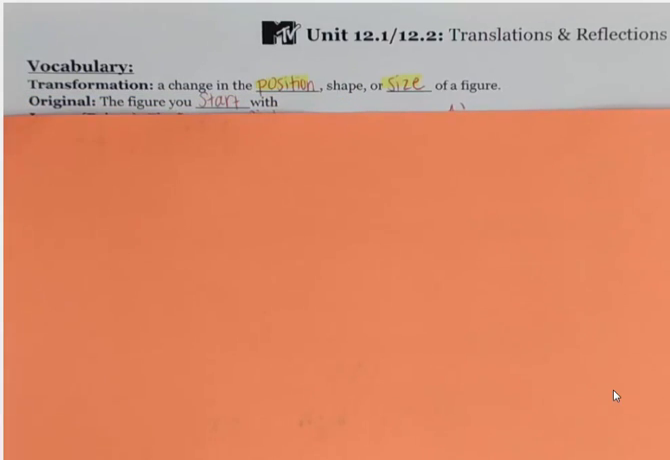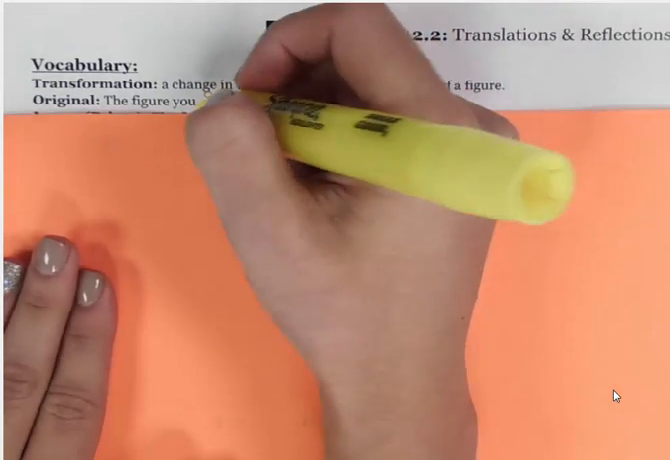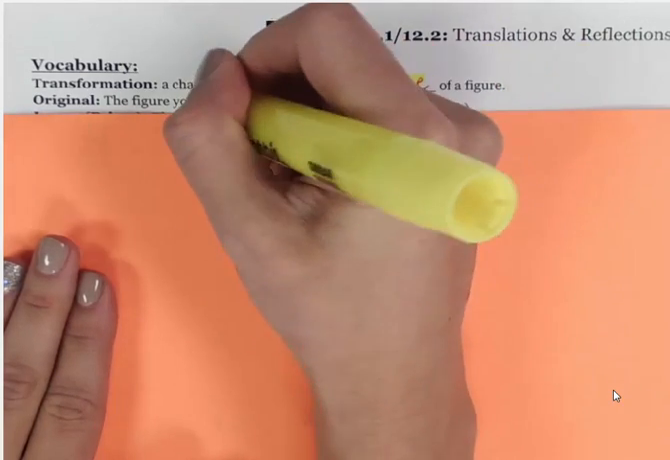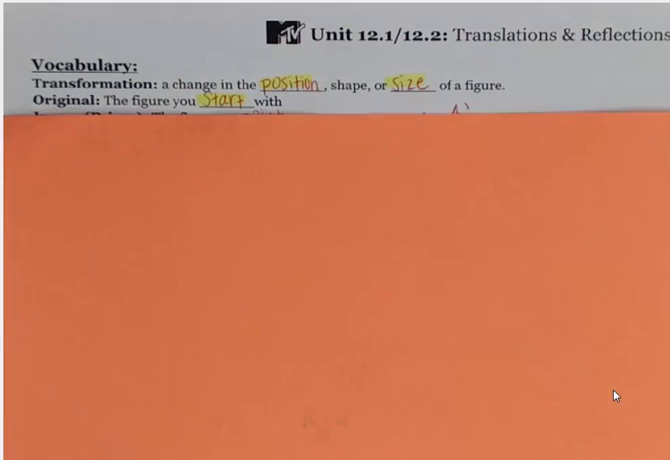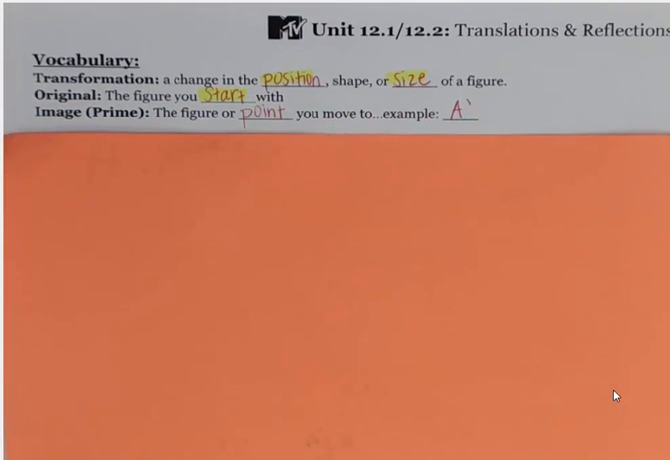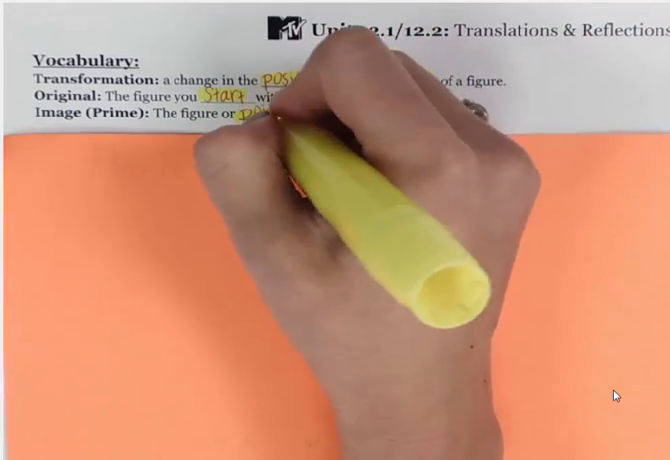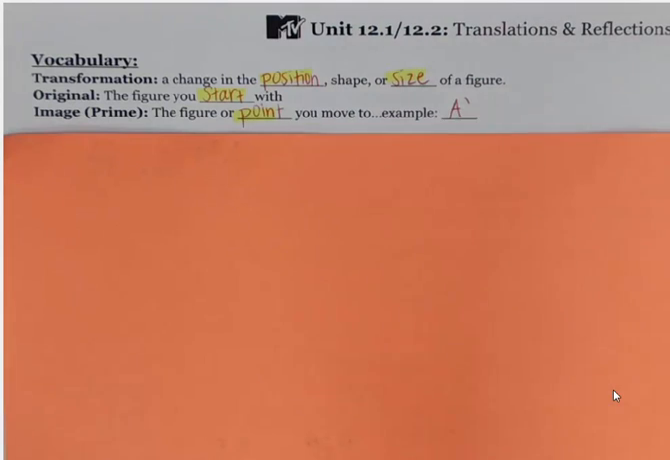Alright, other vocabulary you need to know is when we say the original figure, that's the figure you start with. Original, start, I feel like we're in 8th grade now, so we should know that original is like the first or something that we start with. The image, we also call it the prime. It's the figure or point you move to. So example, we always say A prime.